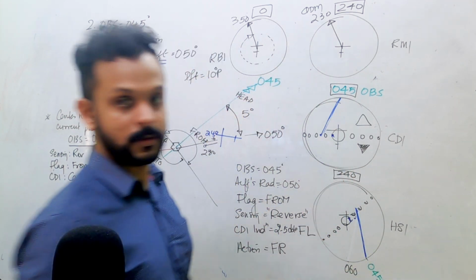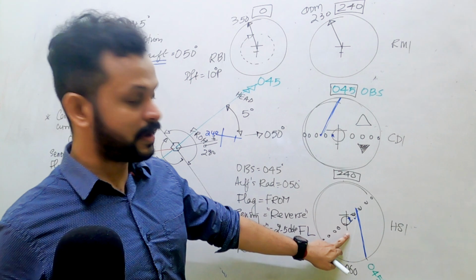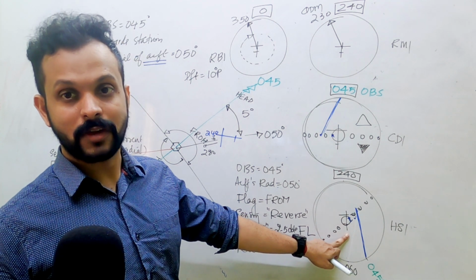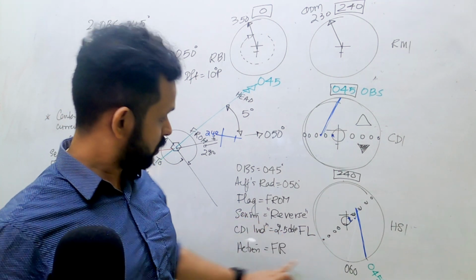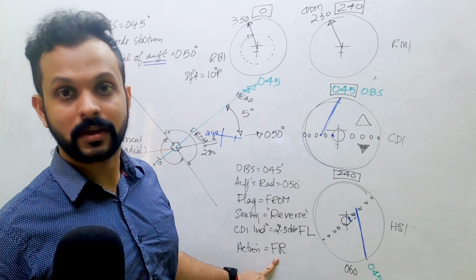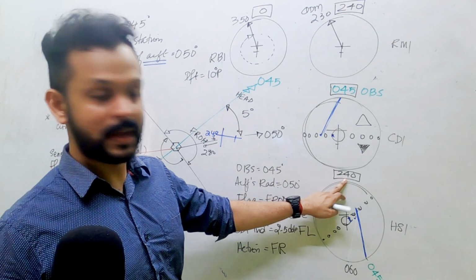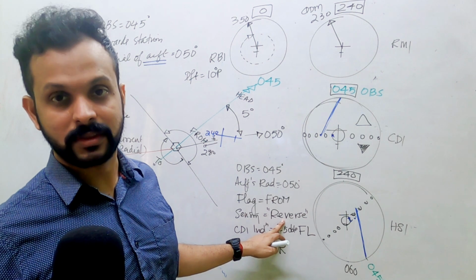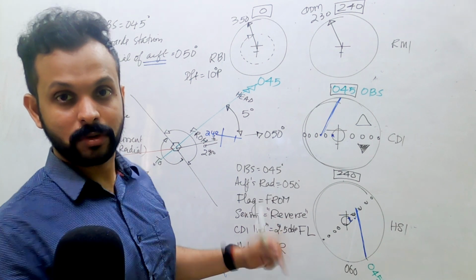Yes. So now you see, what is the CDI indicating? The CDI is asking you to fly right. And what are you supposed to do? You're also supposed to fly right, which means by incorporating the heading, we have removed that problem of reverse sensing on an HSI because you've reversed it already.